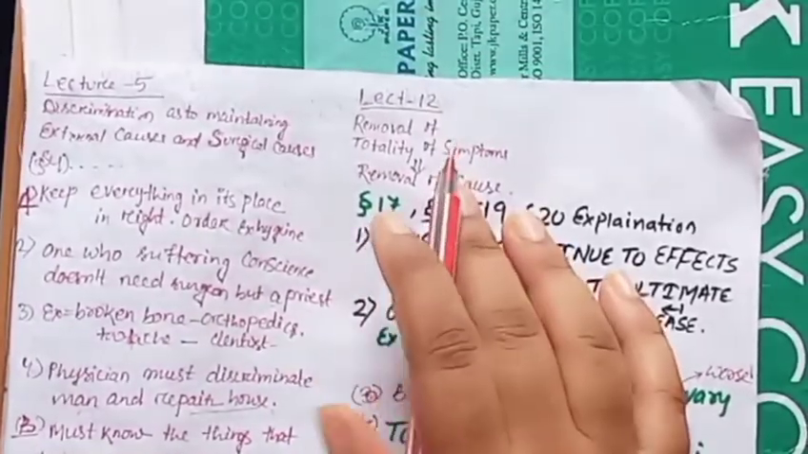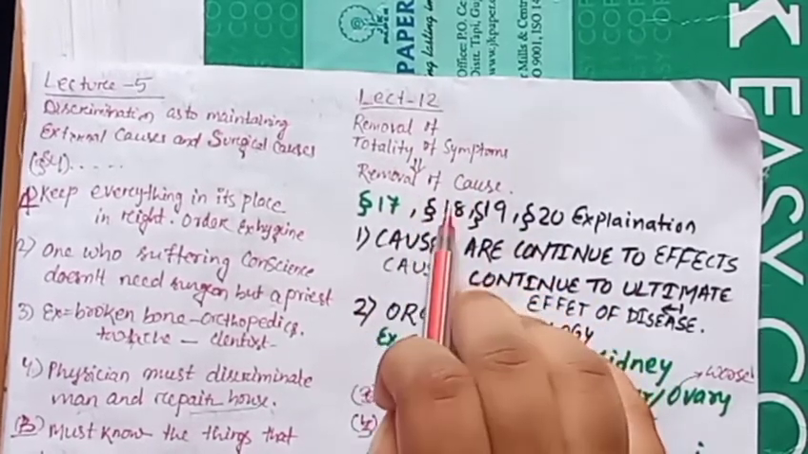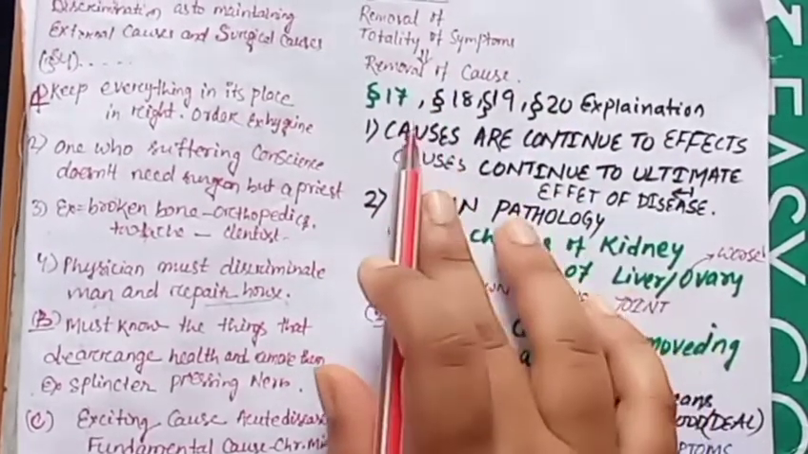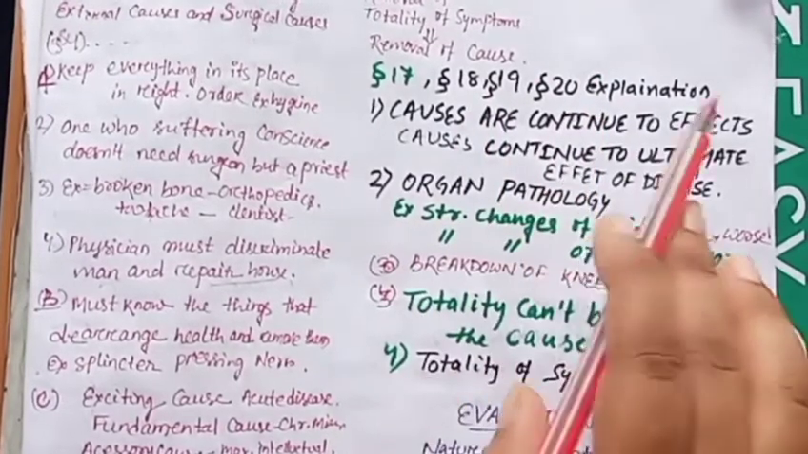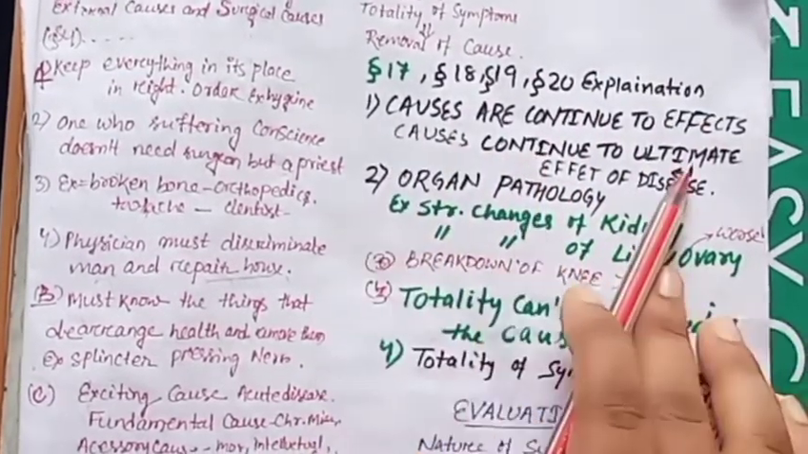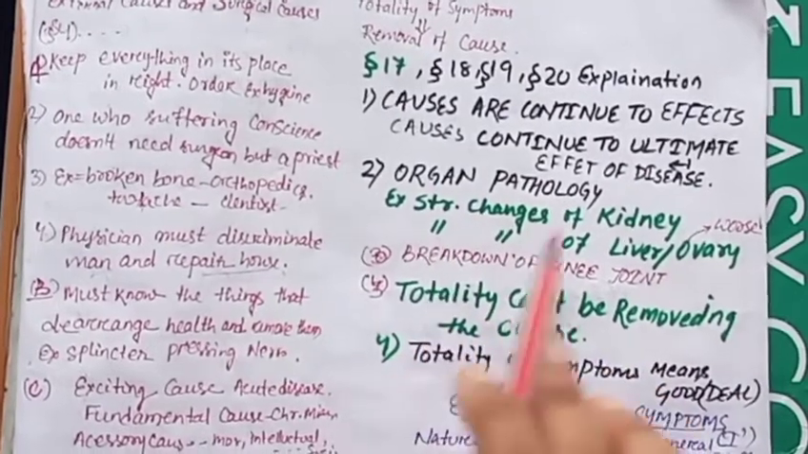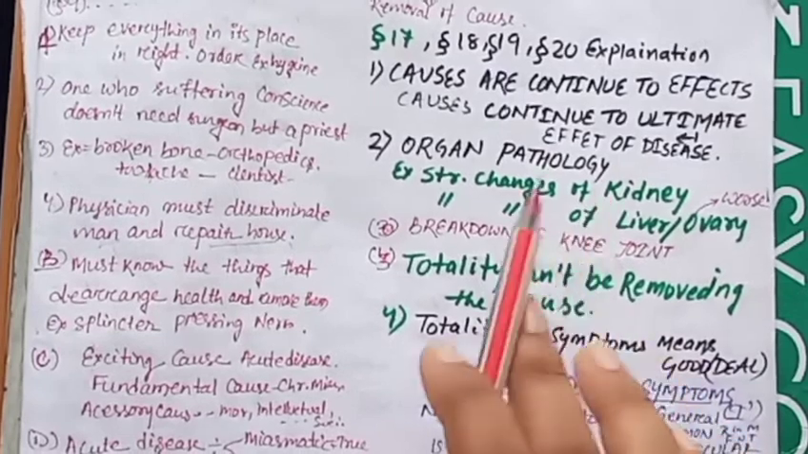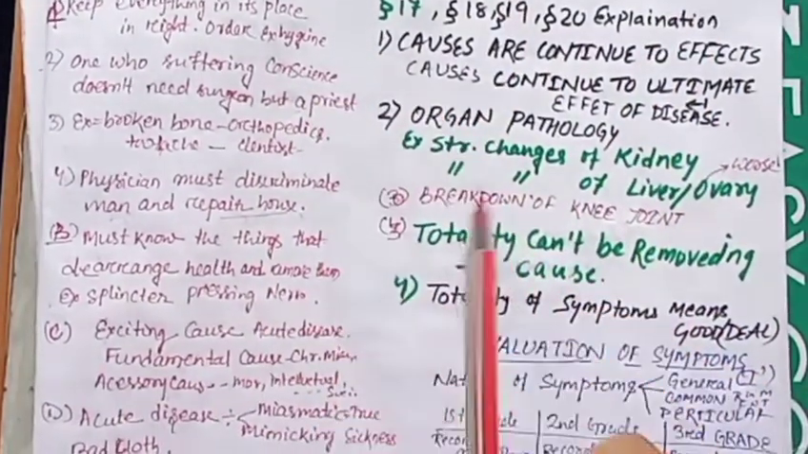Then lecture 12 is also important because here it is written that removal of the totality of symptoms causes removal of the disease. So in this lecture, if asked, you should write Aphorisms 17, 18, 19 and all these headings. Causes are continued to effect and causes are continued to the ultimate. So what is the ultimate effect of the disease? What is organ pathology? Structural changes of the kidney, liver, ovary. These are organ pathology. If they occur, then there is a sign and there is less chance of a cure.